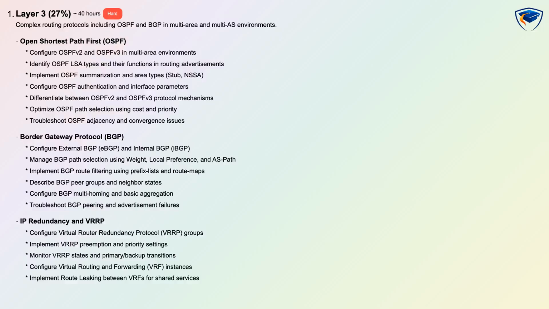You will also master BGP fundamentals including EBGP and IBGP configuration, path selection using weight, local preference and AS path, route filtering with prefix lists and route maps, multi-homing basics, and VRRP for IP redundancy with VRF and route leaking.